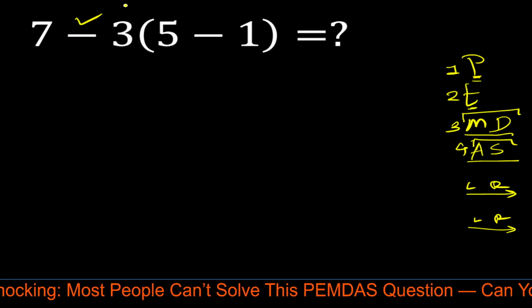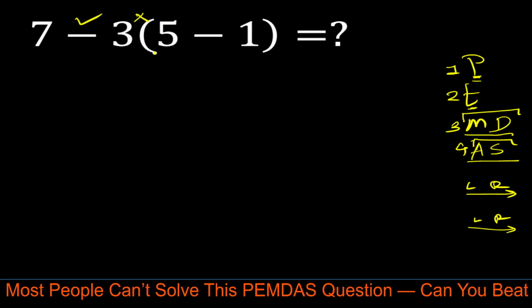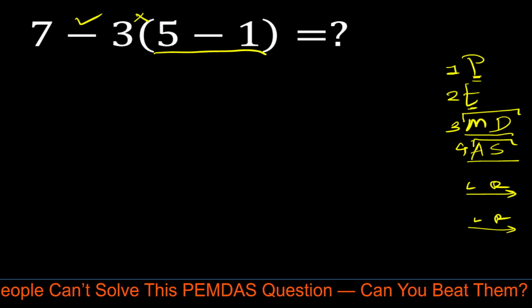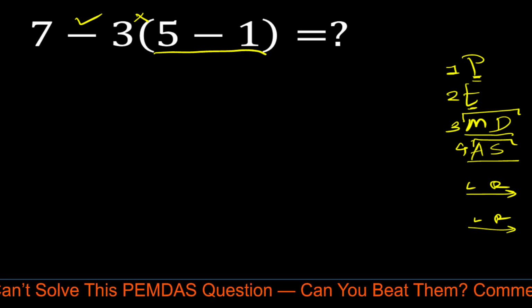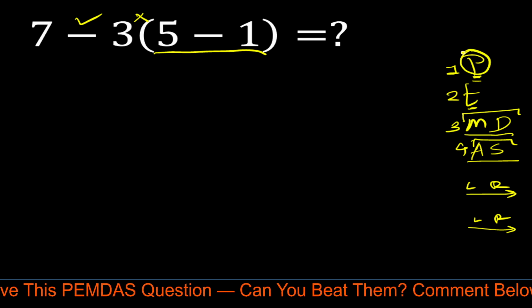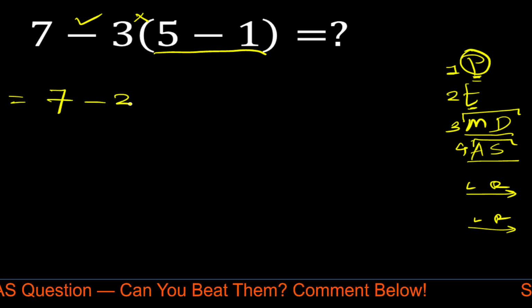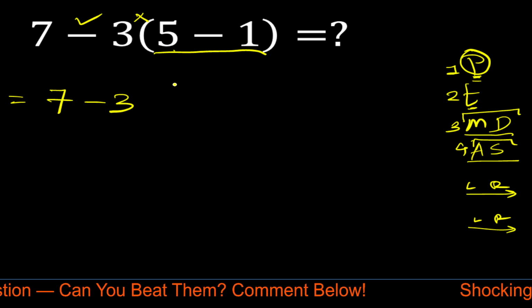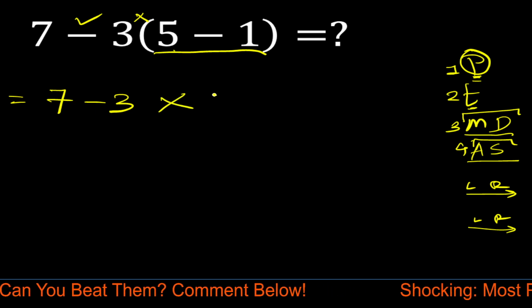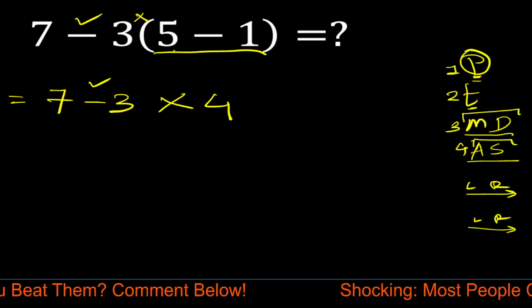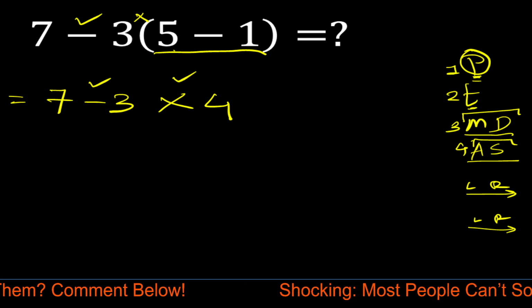So in this question, here we have one subtraction, here multiplication, and here we have one parenthesis, right? So according to the PEMDAS rule, first we have to solve the parenthesis. So now 7 minus 3. Now solve this parenthesis. 5 minus 1 is equal to 4. So times 4. Now here we have one subtraction and here multiplication.